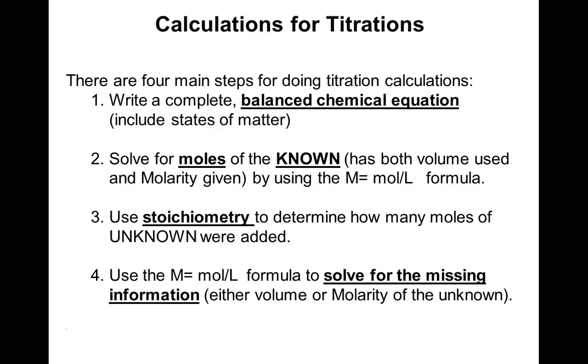So let's go ahead and let's try an example using these 4 steps. Again, balanced chemical equation, solve for moles of the known using the molarity equation, solve for moles of the unknown using stoichiometry, and then solve for the final missing information of the unknown using the molarity equation once again.